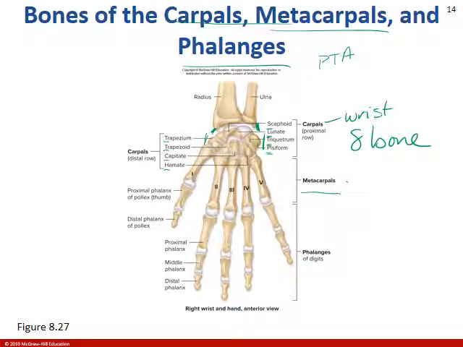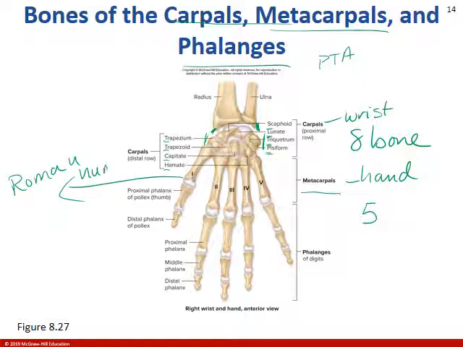Here we have the metacarpals. So this would be the bones of the hand, and we have 5 of them. If you don't know your Roman numerals, go look them up. We're going to need to know them for cranial nerves. You'll have to know all of them then, so you might as well learn them now. Number 1 would be your thumb, and pinky would be 5.